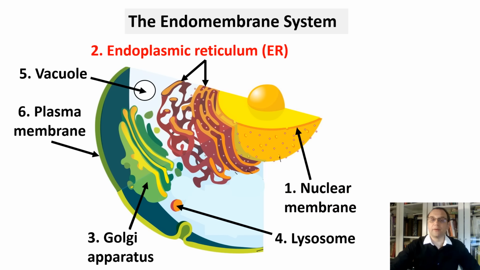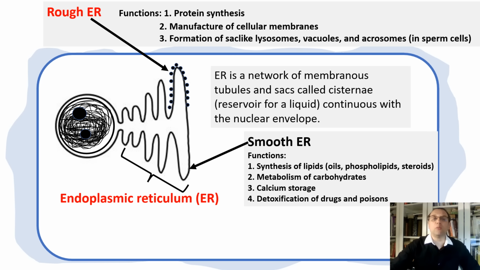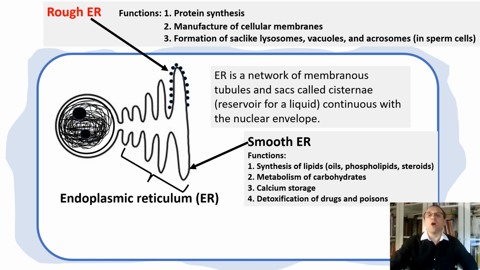Therefore, let's take a look at the endoplasmic reticulum. Endoplasmic reticulum, often abbreviated as ER. ER is a network of membranous tubules and sacs called cisternae, continuous with the nuclear envelope. There are two types of ER, rough ER and smooth ER. Rough ER receives its name from the appearance of dense granules that tightly adhere to one side of the membrane, making it look a little like coarse sandpaper.